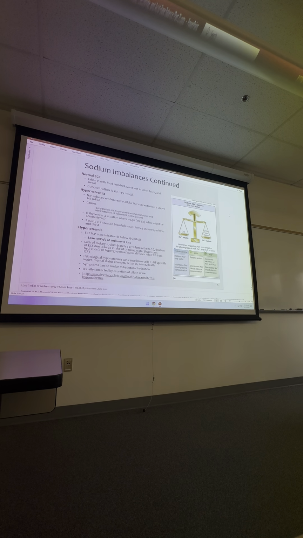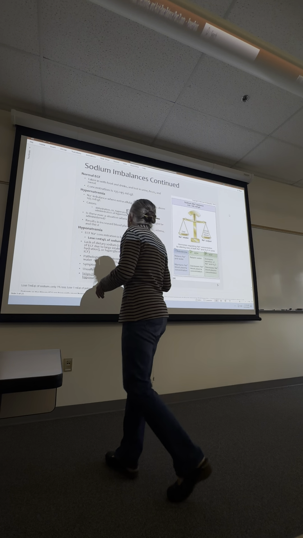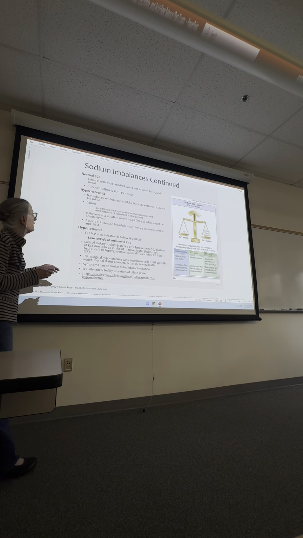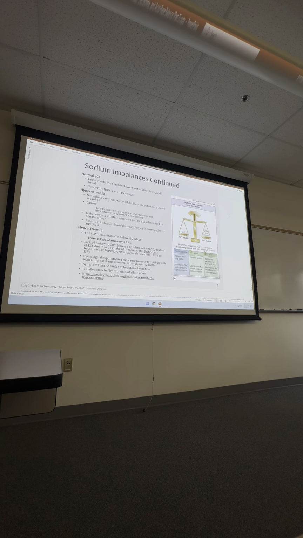Hypernatremia is the result of dehydration, or diabetes insipidus, where ADH is an issue. Hypernatremia, we don't have enough water, we have too much sodium, right? Because we peed the water out. Hypersecretion of aldosterone, or administration of hypertonic saline. These are all causes for increased sodium. Increased sodium means above 145 milliequivalents per liter, in the extracellular fluid.